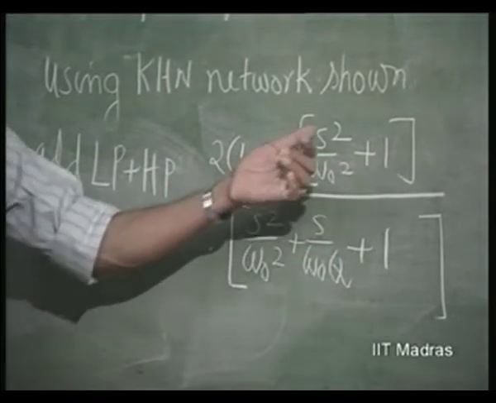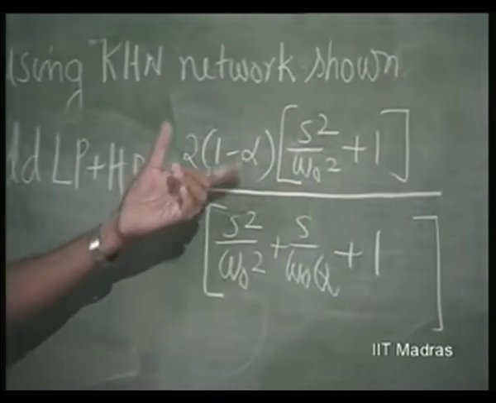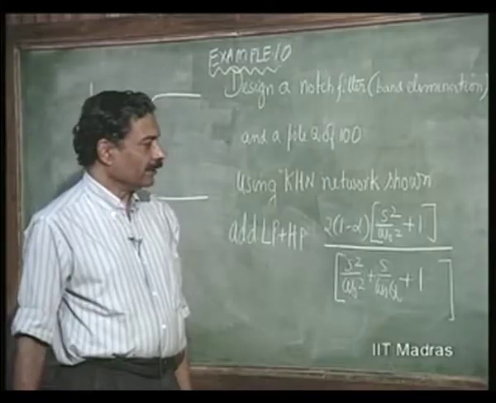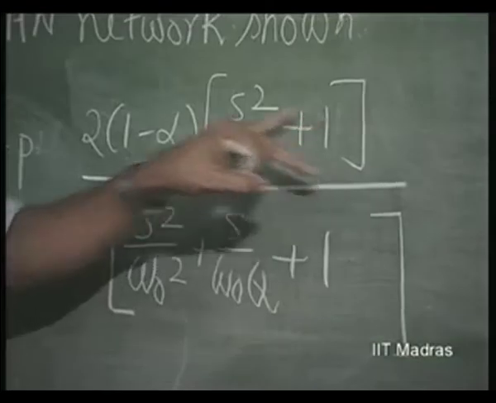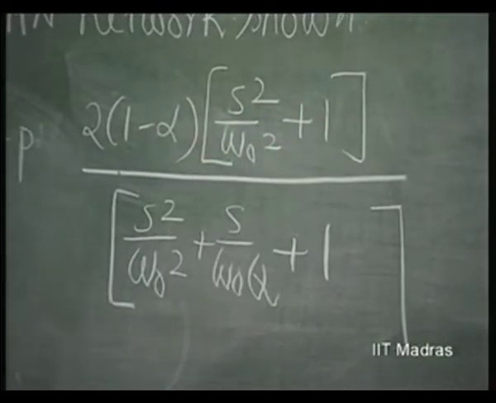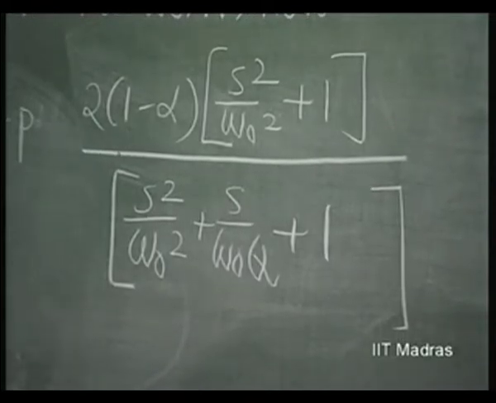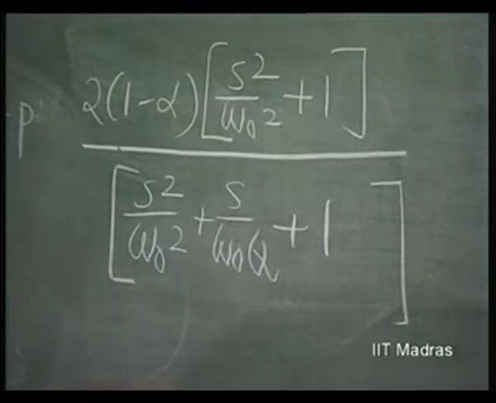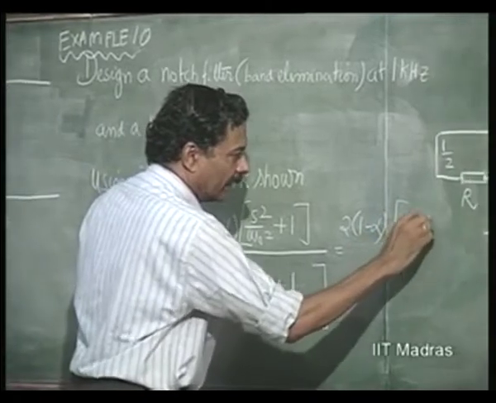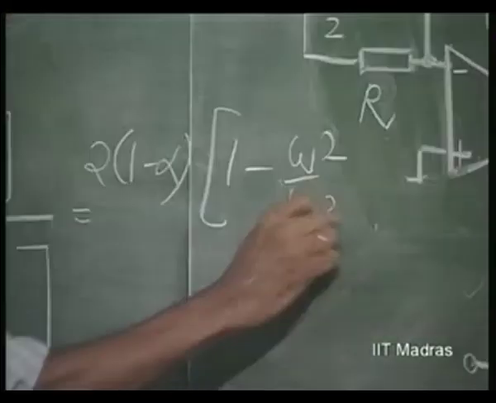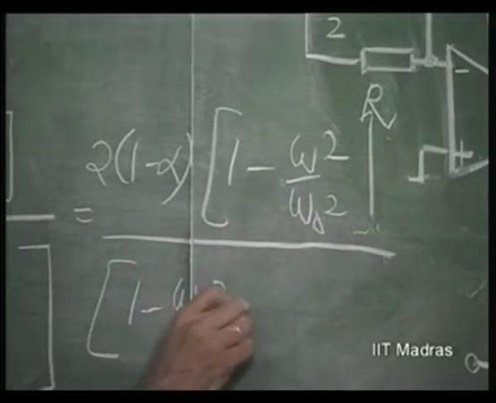2 into 1 minus alpha into s squared by omega naught squared is the high pass. So, if I add high pass and low pass, I get a 0 at what frequency? Put s is equal to j omega, this becomes 1 minus omega squared by omega naught squared. At omega equal to omega naught, it goes to 0, right. So, basically this is going to be looking like this: 2 into 1 minus alpha into 1 minus omega squared by omega naught squared, that divided by the denominator function, which is always the same.